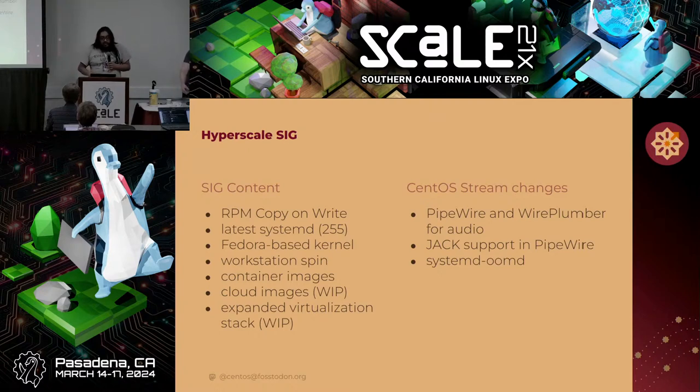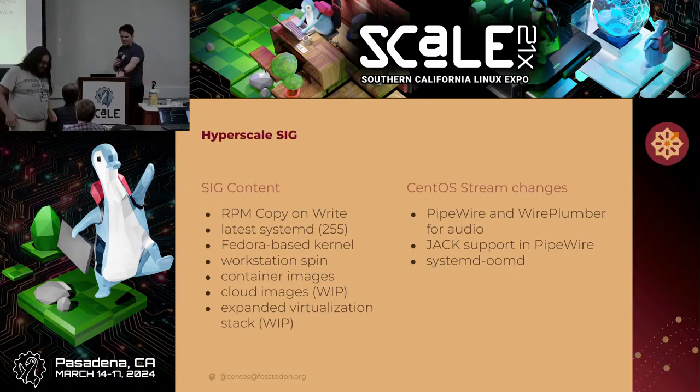And with SIG content, we do things like provide backports of various packages, including notably systemd. We provide a Fedora-based kernel to add additional features that people want on the desktop and servers, container images, expanded virtualization and cloud images, and all this other stuff, all in service of our goal of providing people a high-quality experience to use CentOS how they need or want to use it. I think that's it for the hyperscale SIG. So. Thanks.